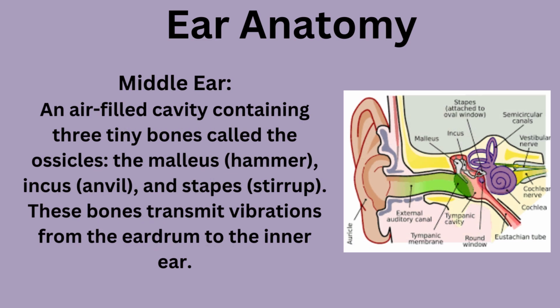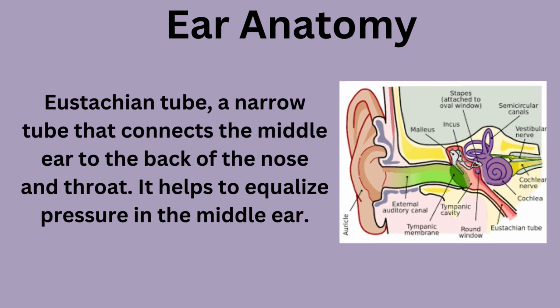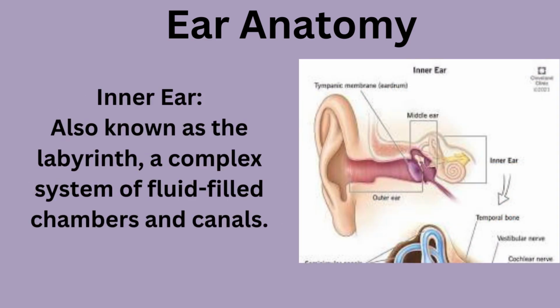2. Middle ear. An air-filled cavity containing three tiny bones called the ossicles: the malleus (hammer), incus (anvil), and stapes (stirrup). These bones transmit vibrations from the eardrum to the inner ear. The eustachian tube is a narrow tube that connects the middle ear to the back of the nose and throat. It helps to equalize pressure in the middle ear.